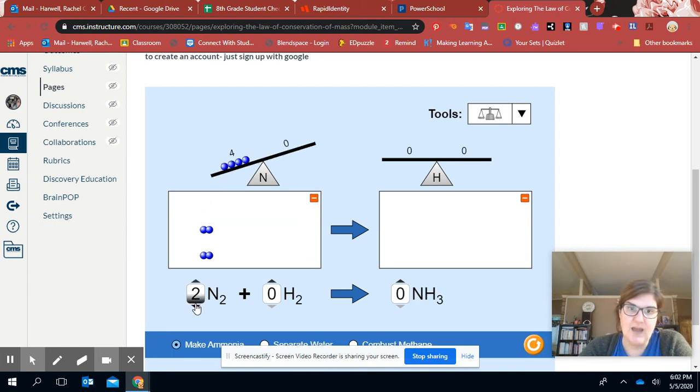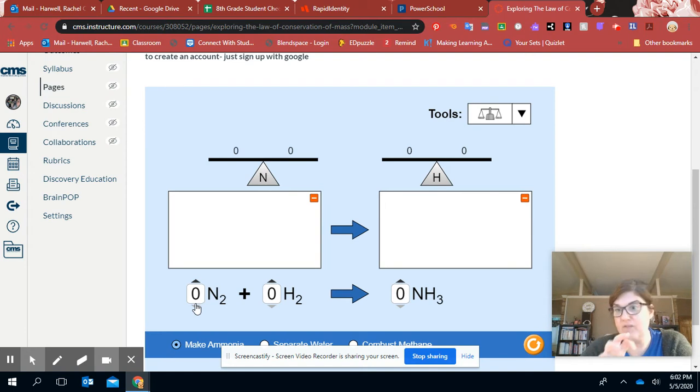Now, again, balancing equations is not necessary for 8th grade. It's not part of the standards. The part you need to know is being able to recognize if an equation is balanced or not just by looking at it. So you make that little T-chart and figure out how many you have of each, and that's what these little balance beams are going to help us do.